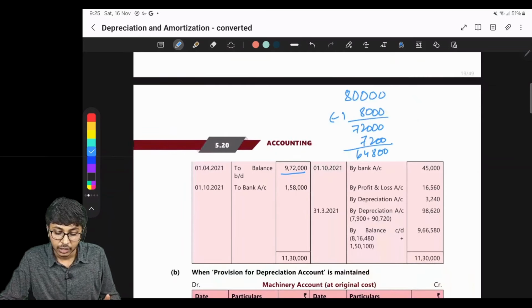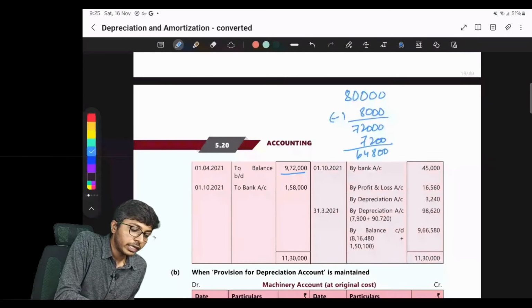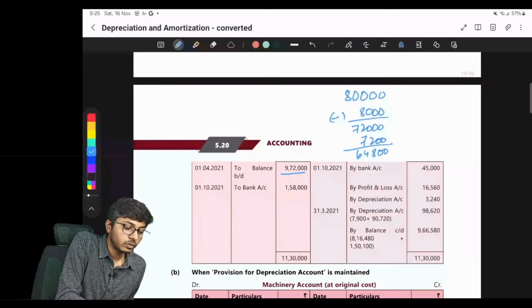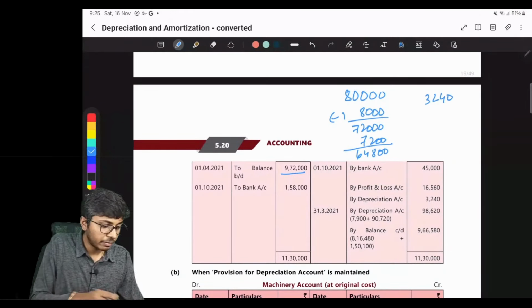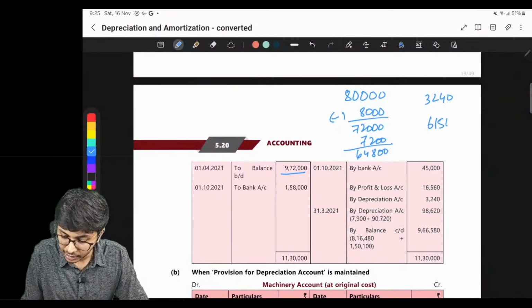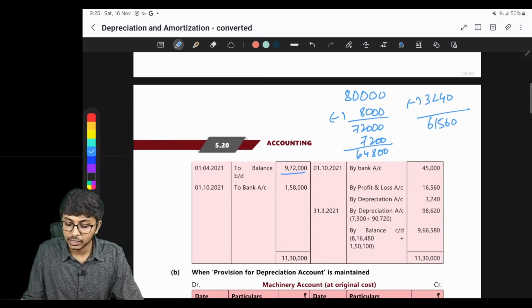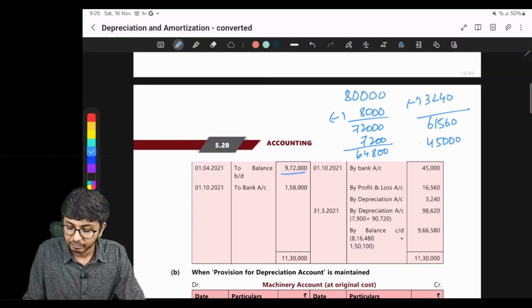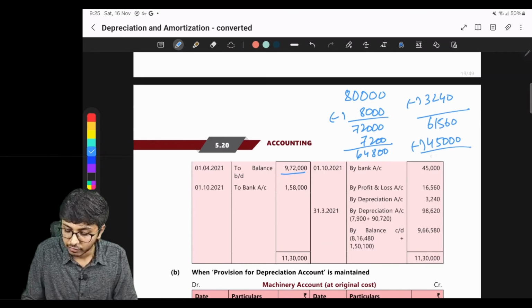Now, what are they telling? They are telling we sold it on 1st October 2021 for 45,000. Again, 6 months depreciation you should provide. So 10% divided by 2, depreciation will be 3,240. Now if I minus that, I should get 61,560 as my balance. Now, how much am I selling it for? I'm selling it only for 45,000. So there is a loss. How much is the loss? 61,560 minus 45,000, my loss will be 16,560.